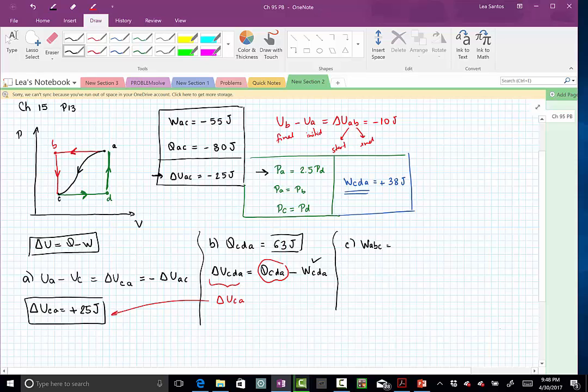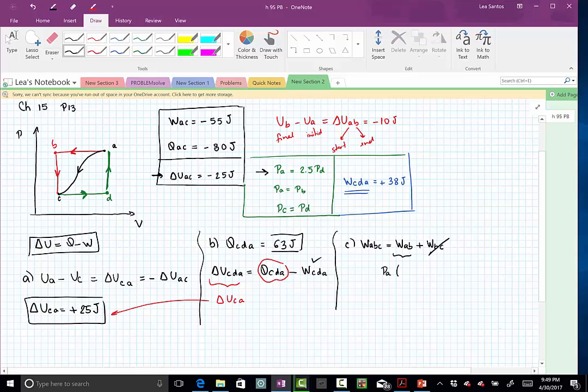I know that this work is the work to go from A to B plus the work to go from B to C. From B to C, there is no work because there is no expansion, there is no compression, the volume does not change, isovolumetric, so this is 0. So all that I need to obtain is the work to go from A to B. The work to go from A to B is done at constant pressure, so it's PA, and as I go from A to B, I compress, this final value is B, and the initial is A.